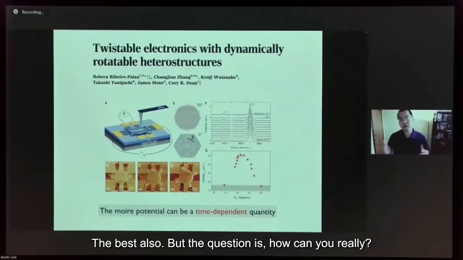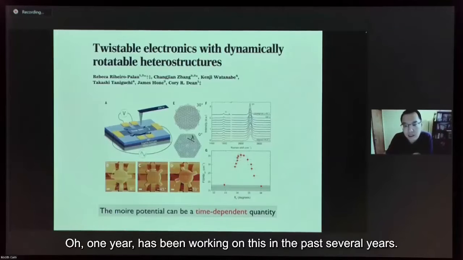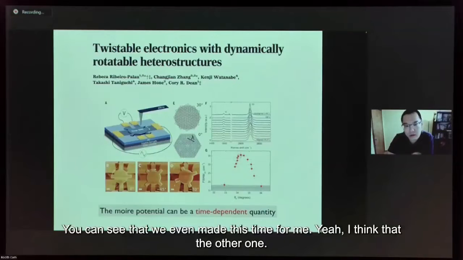But then the question is, how can you really move one layer relative to another layer? So the condensed matter group has been working on this kind of dynamical control in the past several years. You can see that they even made this kind of device. You can rotate the bilayer. You can rotate one layer against the other one. So indeed, the Moiré potential can be a time-dependent quantity.